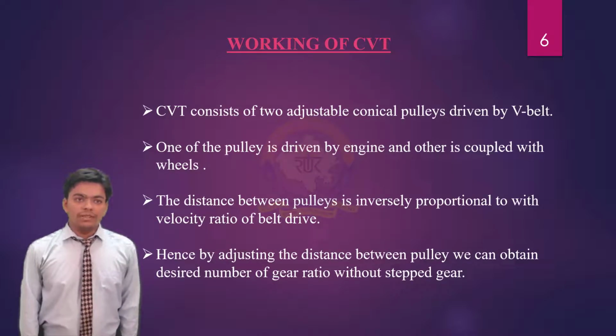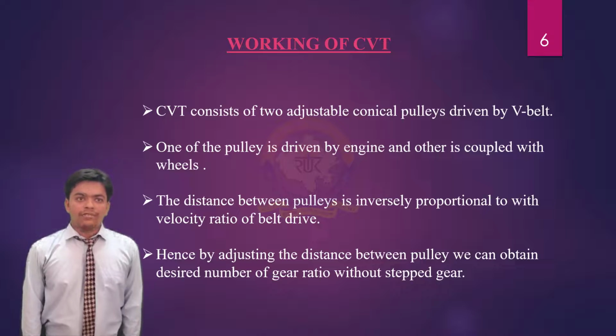Working of CVT. CVT consists of two adjustable conical pulleys driven by a V-belt. One of the pulleys is driven by the engine and the other is coupled with the wheel. The distance between pulleys is inversely proportional to the velocity ratio of the belt drive. Hence, by adjusting the distance between pulleys, we can obtain the desired gear ratio without a stepped gear.